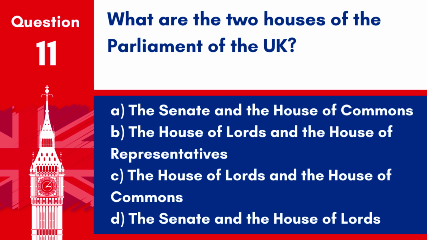Question 11. What are the two houses of the Parliament of the UK? A. The Senate and the House of Commons. B. The House of Lords and the House of Representatives. C. The House of Lords and the House of Commons. D. The Senate and the House of Lords. Answer: C. The House of Lords and the House of Commons. The UK Parliament consists of two houses, the House of Lords and the House of Commons.